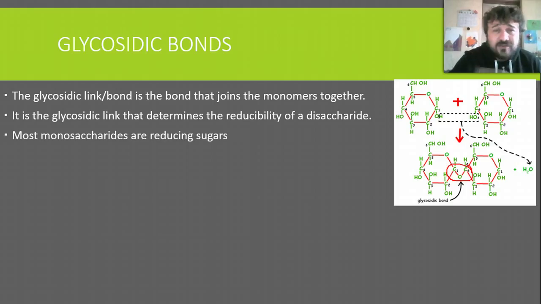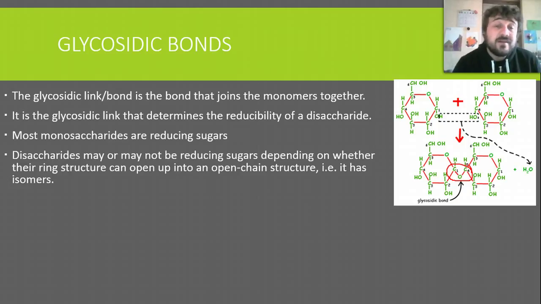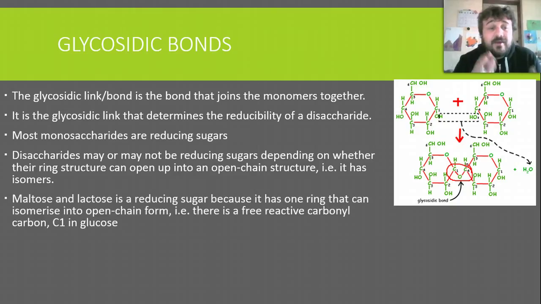Most of our monosaccharides are reducing sugars, and pretty much all of the monosaccharides you will deal with are reducing sugars. Disaccharides may or may not be. It depends on whether one of those monomers can open up into an open chain structure, which gives it isomers. Maltose and lactose are reducing sugars. The reason they're able to do it is because this anomeric carbon here is not on the glycosidic bond for both of them.